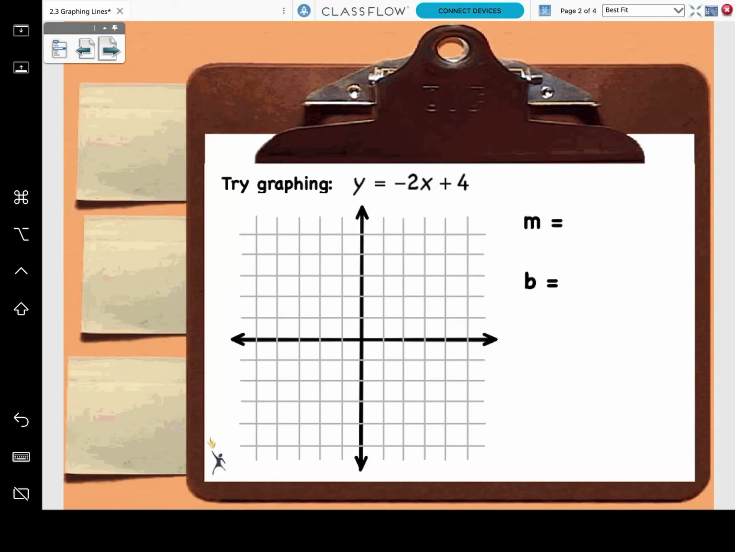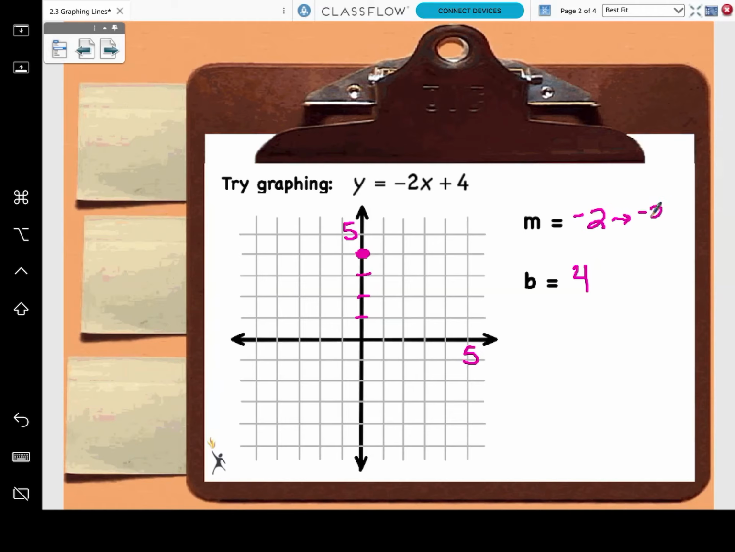Okay, let's try graphing this one. y equals -2x plus 4. So first identify slope, identify y-intercept. So what's the slope? Yeah, -2. And what's the y-intercept? Absolutely, 4. So I want to put my y-intercept on the graph, so I go up 1, 2, 3, 4. And again, I'm going to label my scale. I'm going to go from -5 to 5.